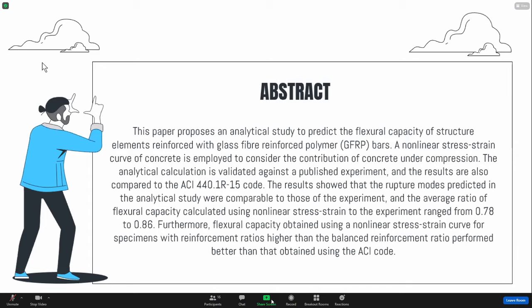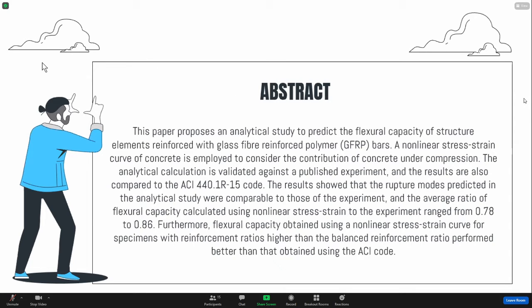Calculation is validated against a published experiment, and the results are also compared to the ACI 440.1R-15 code. The results show that the rupture modes predicted in the analytical study were comparable to those of the experiment, and the average ratio of flexural capacity calculated using nonlinear stress-strain to the experiment ranged from 0.78 to 0.86.